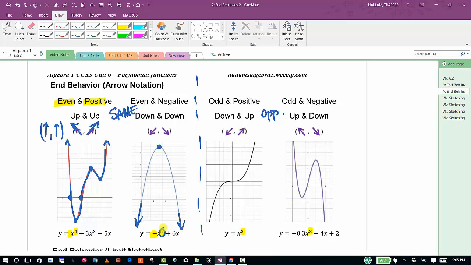Odd ones are different. The way I like to think of those is if it's positive, it should be an increasing function from left to right. And I just drew an increasing line, right? So from left to right, I'm going up. Well, look at what the end behavior is doing on this particular odd function here.